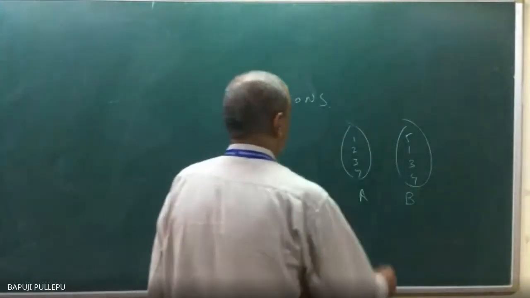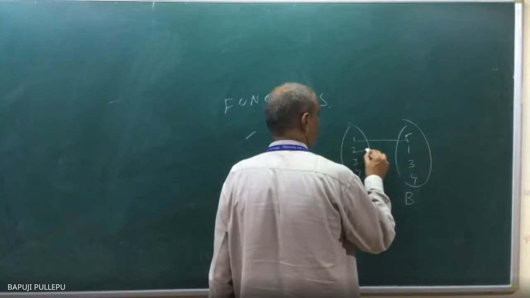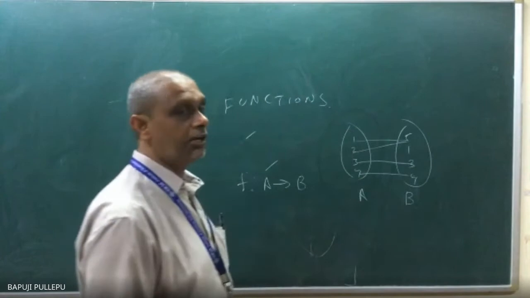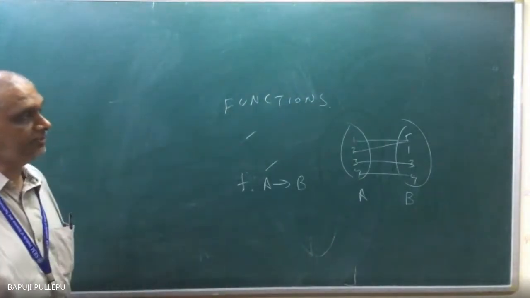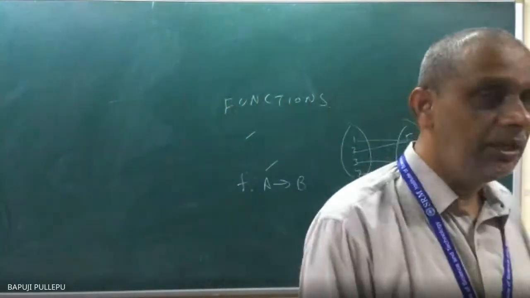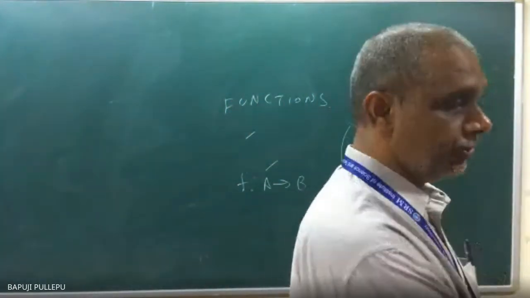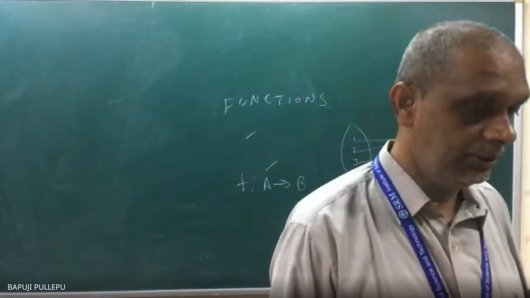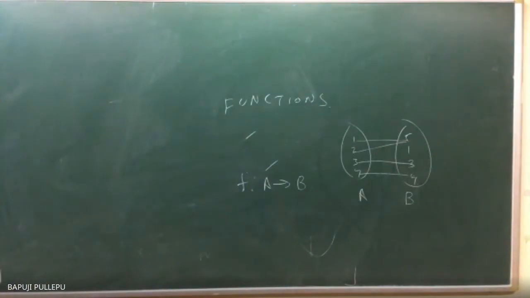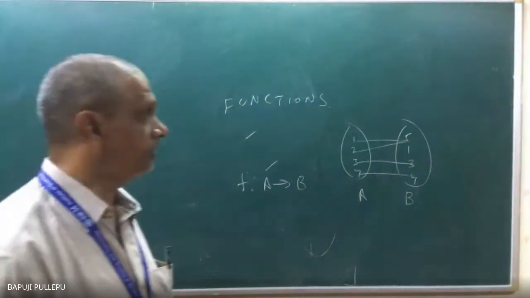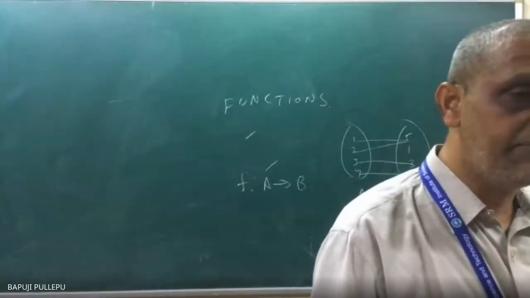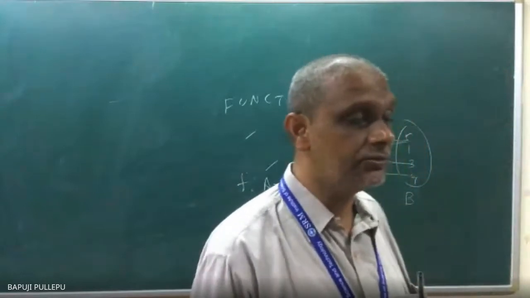Now I will take one example. Is this a function or not? 1 maps to 5, 2 maps to 5, 3 maps to 3, 4 maps to 4. In the domain, for all elements I am able to show one fellow in the codomain. That is called the image. The images are 5, 3, 4. The next rule is that one element will have one image only. If you show two images for one element, it collapses. That is also not a function.